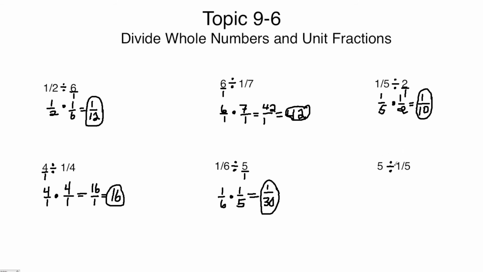All right, last problem. Go ahead and push pause. Don't forget, you have a whole number divided by a unit fraction. All right, so let's do the golden rule. Leave the first fraction alone, change division to multiplication, and flip the second fraction. Can't cross factor, so multiply straight across. 5 times 5 is 25. 1 times 1 is 1. 25 divided by 1 is 25. Did you get that as a quotient?